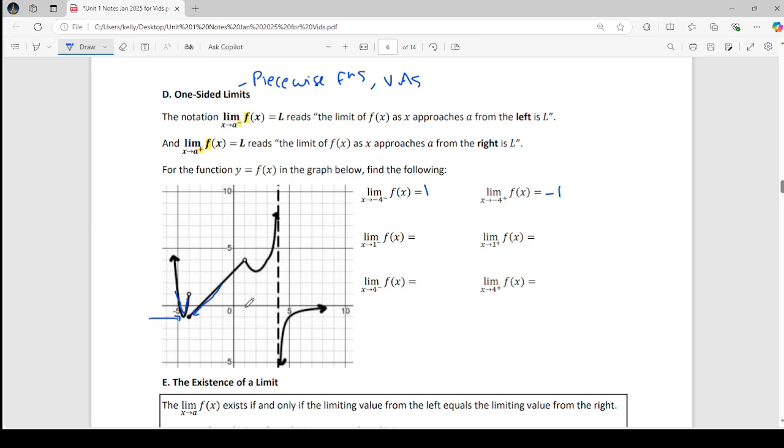As we're approaching 1 from the left side, the function's going towards 4. And from the right side, it's on a different path, but it is also going towards 4.